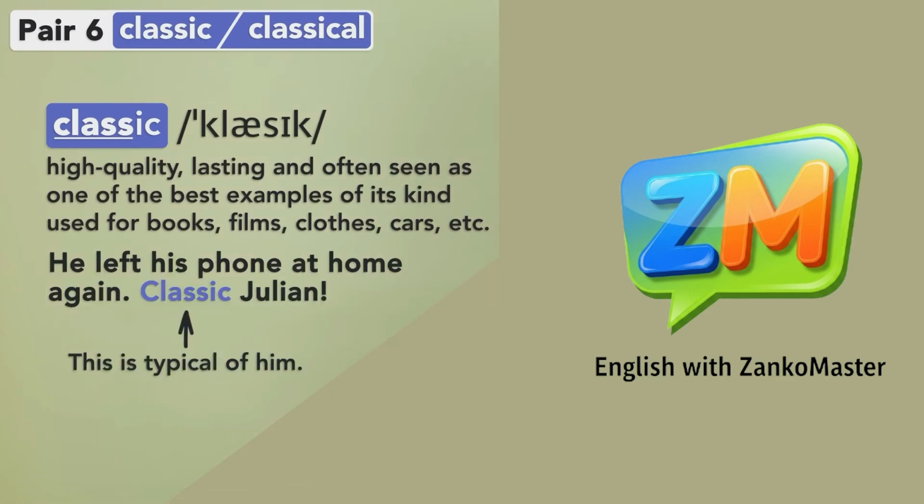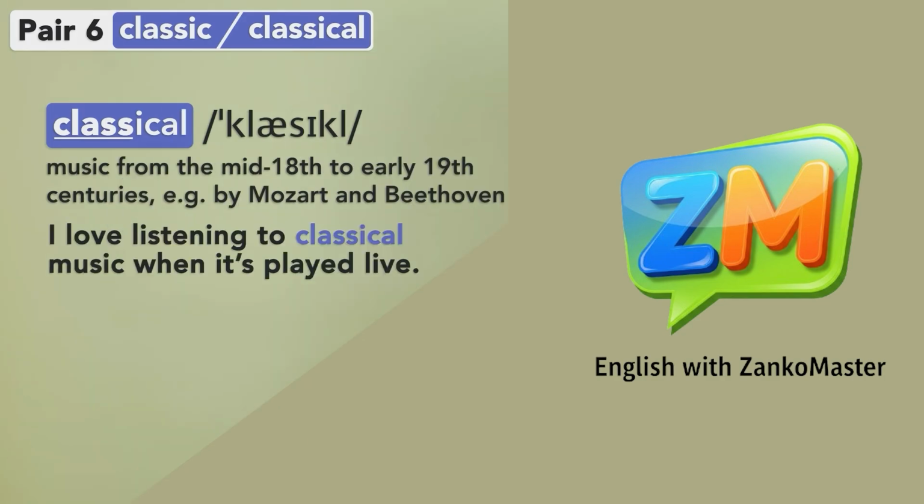We can also use it more playfully. For example, he left his phone at home again. Classic Julian. This is typical of Julian, as he is always forgetting things. We use classical to refer to traditional music from the mid-18th to the early 19th centuries, like pieces by Mozart and Beethoven. An example: I love listening to classical music when it's played live.